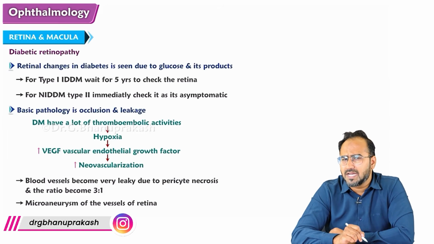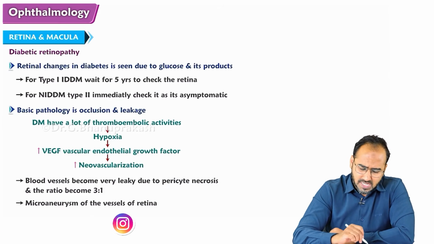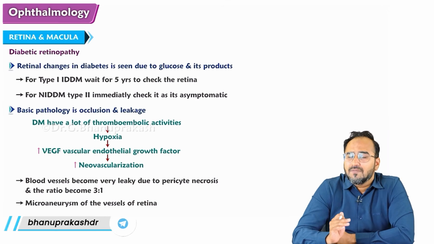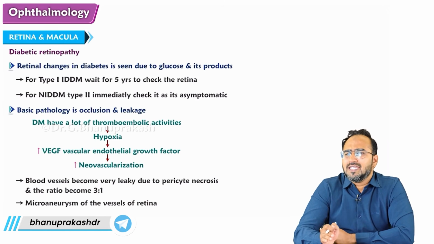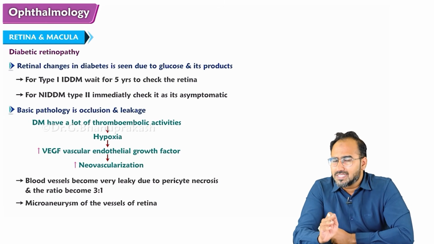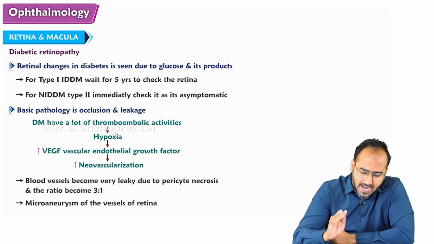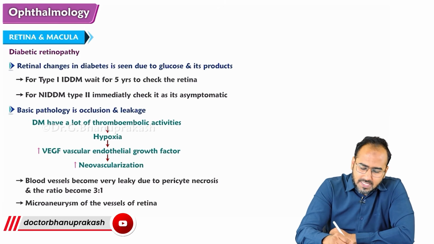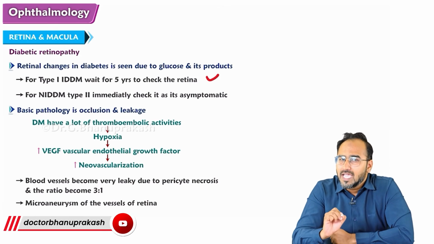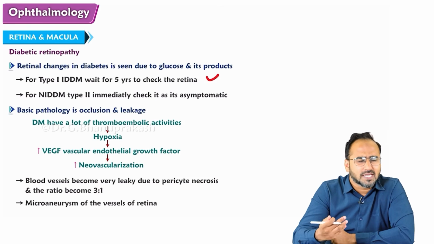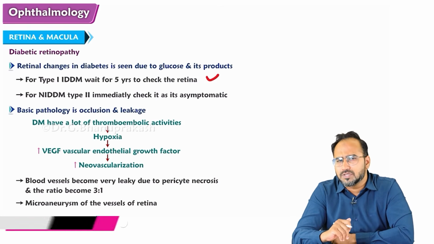So, remember guys, retinal changes. Why do retinal changes happen in diabetes? Due to glucose and its contents, retinal changes will happen. For type 1 diabetes, you can check the retina every 5 years. Why? Because type 1 diabetes is usually symptomatic. They'll give you symptoms and all. For type 2 diabetes, always check the retina immediately. Every year they have to have a retinal checkup. Type 1 diabetes, every 5 years. Type 2 diabetes, every year. And any type 2 diabetes patient presenting to your clinic, you have to post him immediately for retinoscopy.